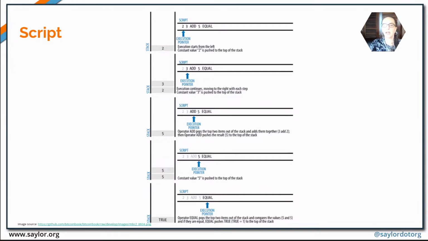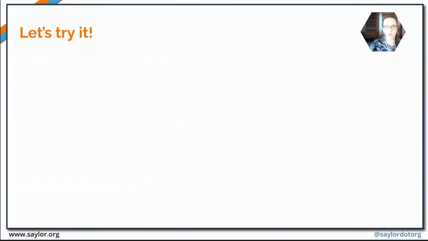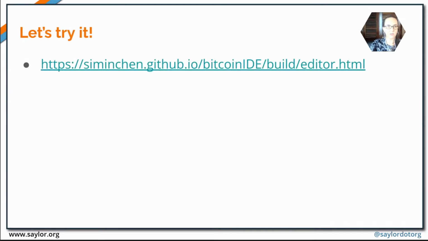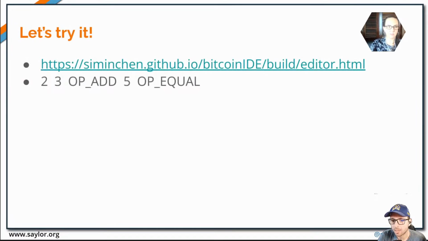But this is a simple example, right? We don't have locking and unlocking. We just have this very simple math. So let's see if we have any questions before we move on to actually trying it out with some simple math. We'll try the simple math before we move to a more realistic unlocking script.